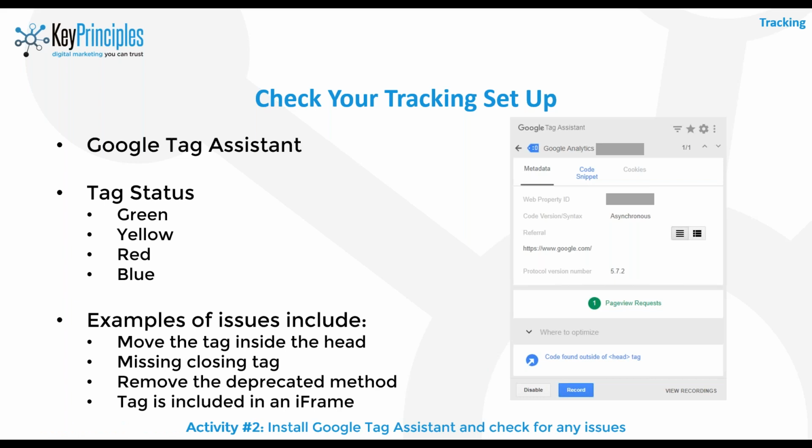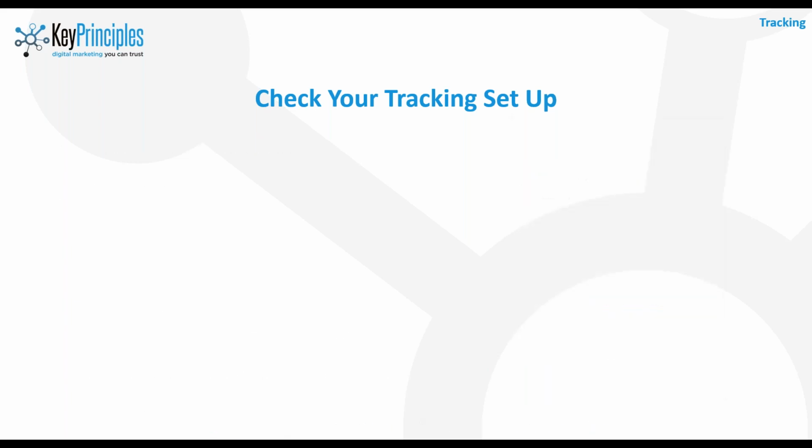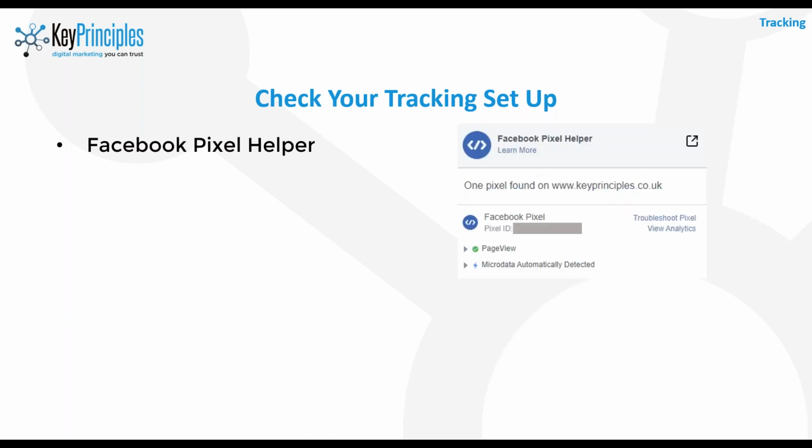So I guess activity 2, if you want to identify what's happening with your website, would be to install the Google Tag Assistant as a Chrome extension and check for any issues. Of course, you can do that on any website, so you can have a sneaky peek at your competitors if you really wanted to.